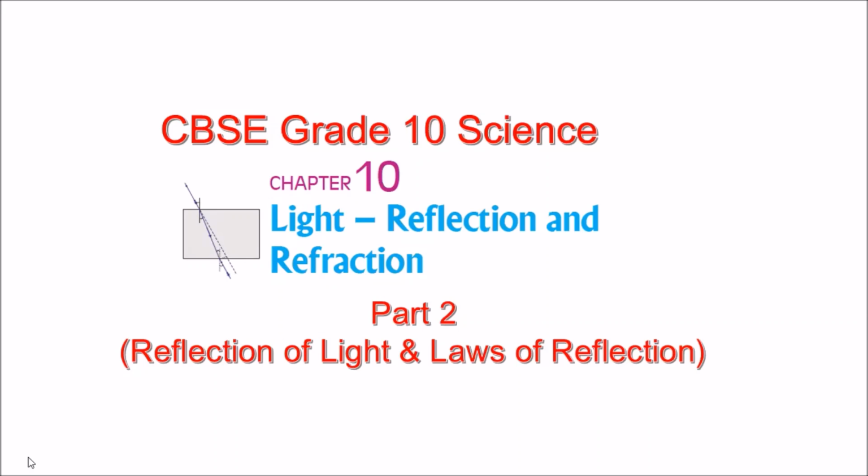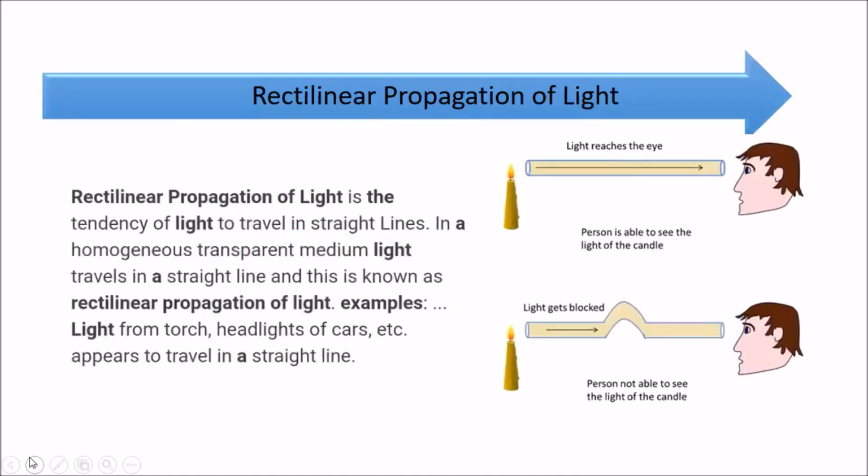So let's move ahead. Before we actually go ahead with reflection of light, we need to understand one important concept, which is rectilinear propagation of light, which means light always travels in a straight line. You take a paper, make a roll out of it, and if you try to observe anything through that paper, you will observe that if it's a candle, the candle light is visible. But if you fold the paper and then try to observe, you will not be able to see it. And that proves that light always travels in a straight line. So the phenomenon of light traveling in a straight line is called rectilinear propagation of light.